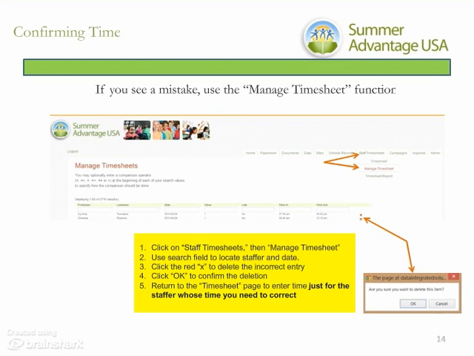Then, to update a staffer's time: First, click on the Staff Timesheets tab, then click on Manage Timesheet. Second, use the search fields beneath the column header to locate the staffer whose time you need to update as well as the date at issue. Third, once you locate the staffer, click on the red X to delete that time entry and click OK to confirm the deletion. And finally, return to the timesheet page and enter the time just for the staffer whose time you need to correct.